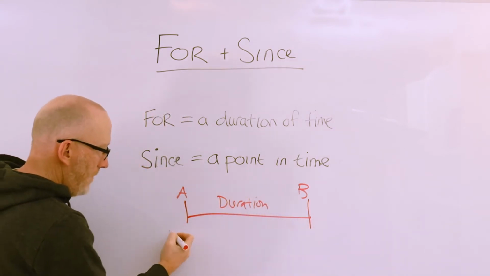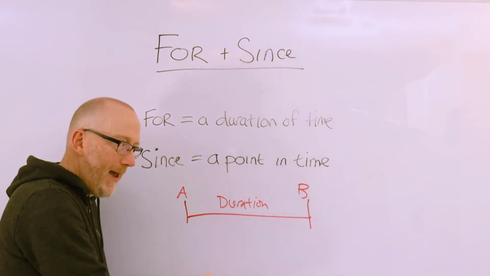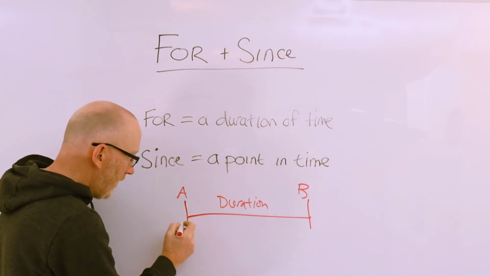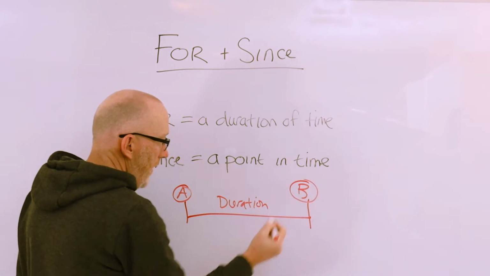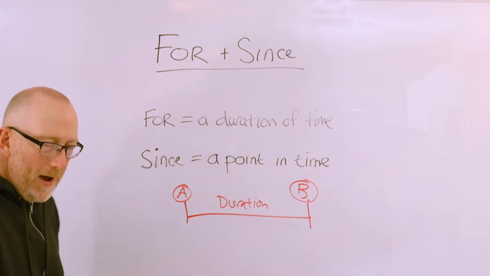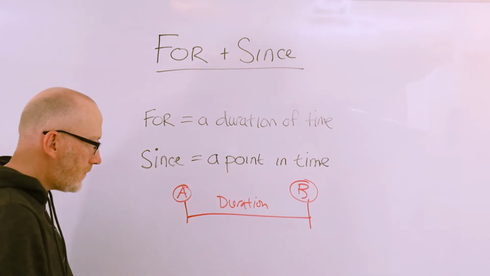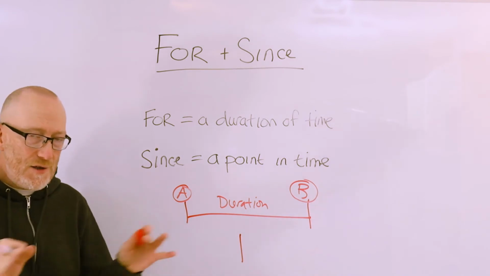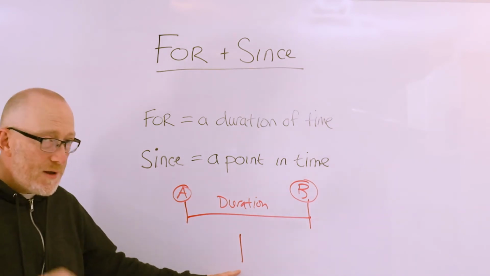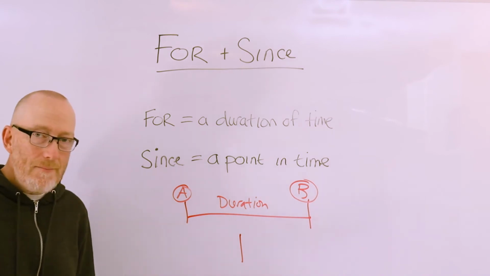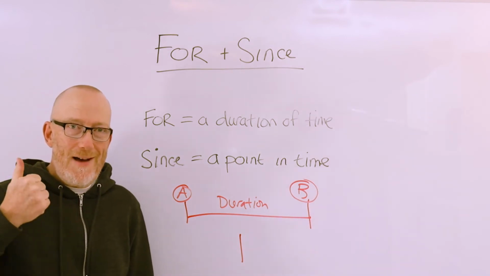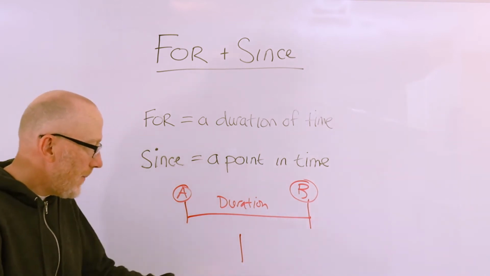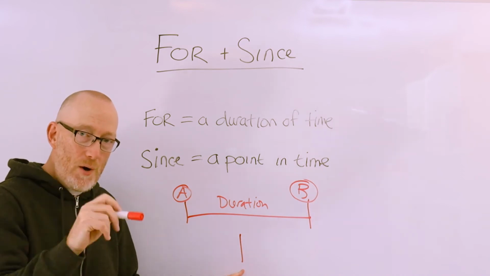Okay, and this can be minutes, hours, days, weeks, months, years, etc. The duration starts at point A and it finishes at point B. That is a duration of time. A specific point in time would be this. Okay, there's nothing either side of it, it's just a specific point in time. But again, the specific point in time can be a minute, an hour, a day, a week, a month, or a year. But we're just talking about the specific time, the point in time.